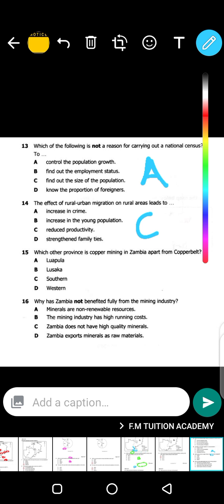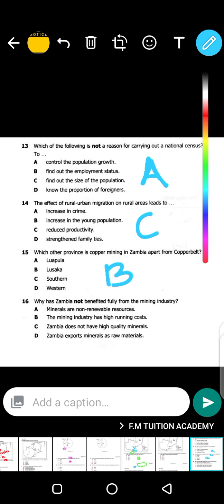Okay, 15. Which other province is copper mining in Zambia apart from Copperbelt? Definitely it's Lusaka. In Lusaka, I find that people mine copper. Lusaka has certain areas where people mine copper.